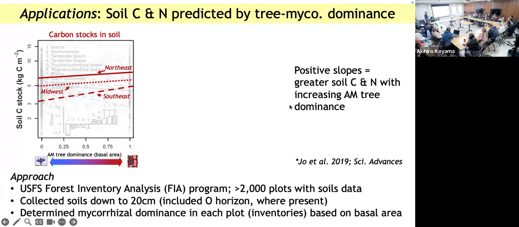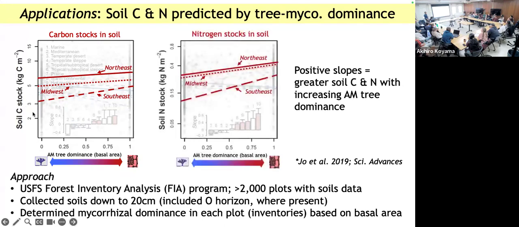And this is the stock of carbon down to 20 centimeters. And what we found is as you increase the abundance of AM trees, you have more carbon. And as you increase the abundance of AM trees, you have more nitrogen. So that's pretty powerful. Without any other knowledge, other than just knowing the dominance of the tree types, we have some pretty good predictability for understanding carbon and nitrogen stocks in the soil.